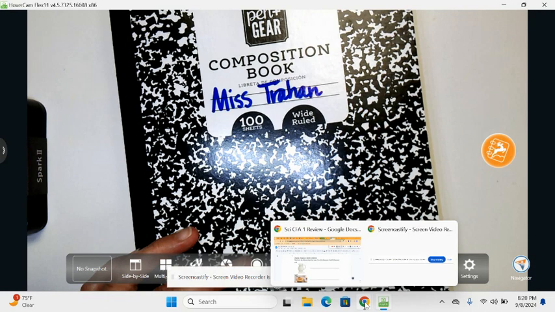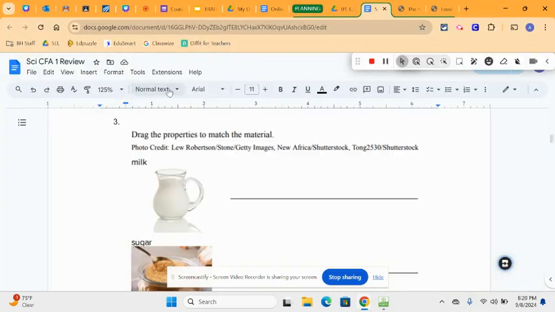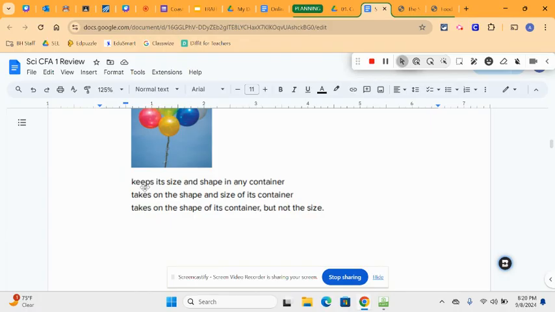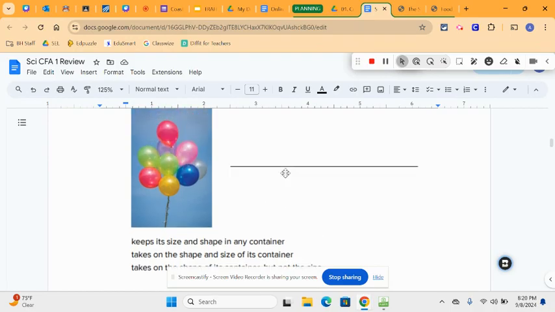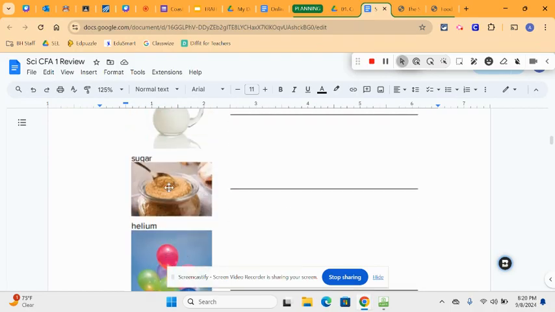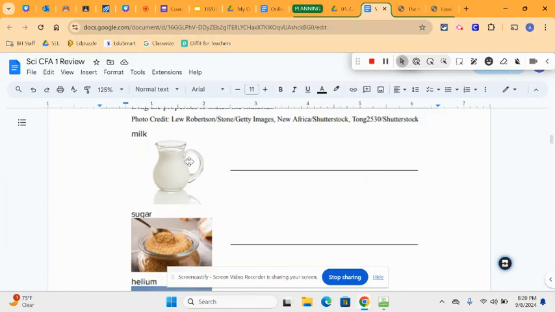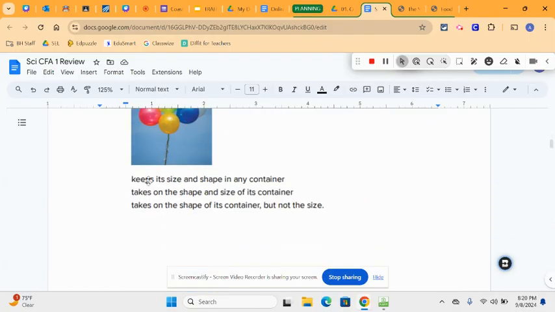Read it one more time to you. It says, drag the properties to match the material. So I've got milk, sugar, and helium. And one of them keeps its size and shape in any container. Is that helium, a gas? Is that what sugar or a solid does? Or is that what milk or a liquid would do? That's what I'm trying to figure out.